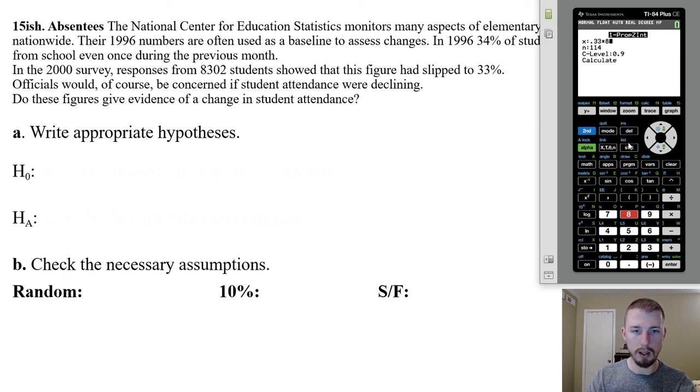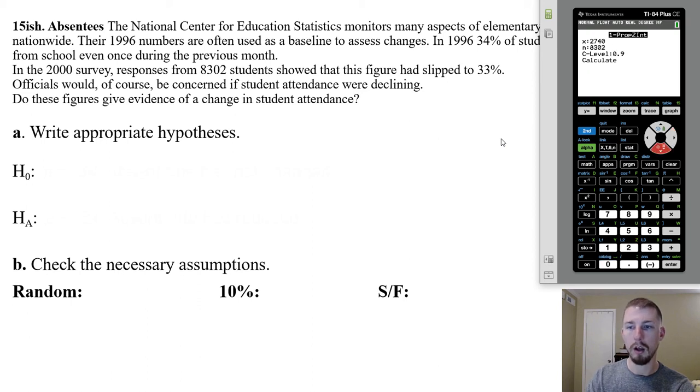So 33% of 8,302, and then that's going to be a decimal. I need to change that, so I have to round it back up because it was rounded in the first place. So that means we believe there were 2,740 students that had perfect attendance out of a total of 8,302. Let me fix that, 8,302.